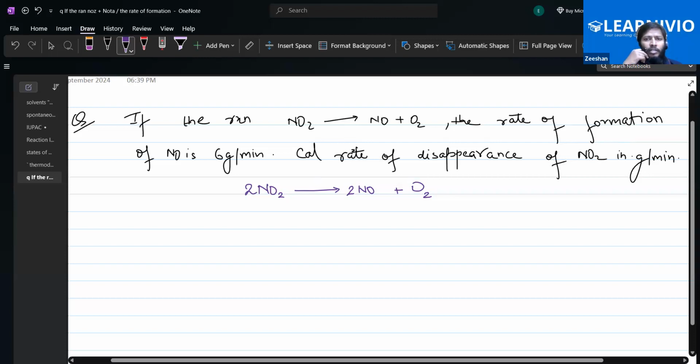Sir named it as rate of disappearance and rate of appearance, or rate of disappearance and rate of formation. Rate of consumption, disappearance, and rate of formation, and rate of reaction. Okay.